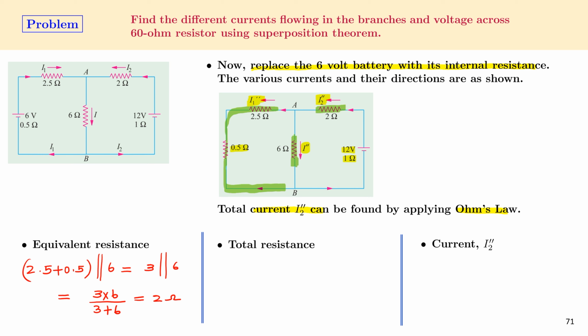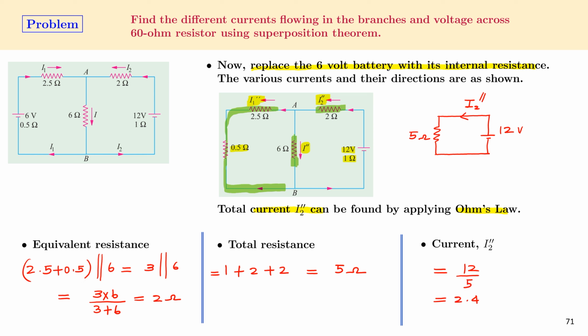And the total resistance in the circuit is 1, which is the internal resistance of the 12 volt power supply, plus 2 plus 2, and that will be equal to 5 ohms. So we have simplified the circuit to be like this. The total resistance is 5 ohm, and the current that is flowing in the circuit is I2 double prime. This is 12 volt. When we apply Ohm's law, we will get the current I2 double prime as 12 divided by 5, and that is equal to 2.4 amperes.